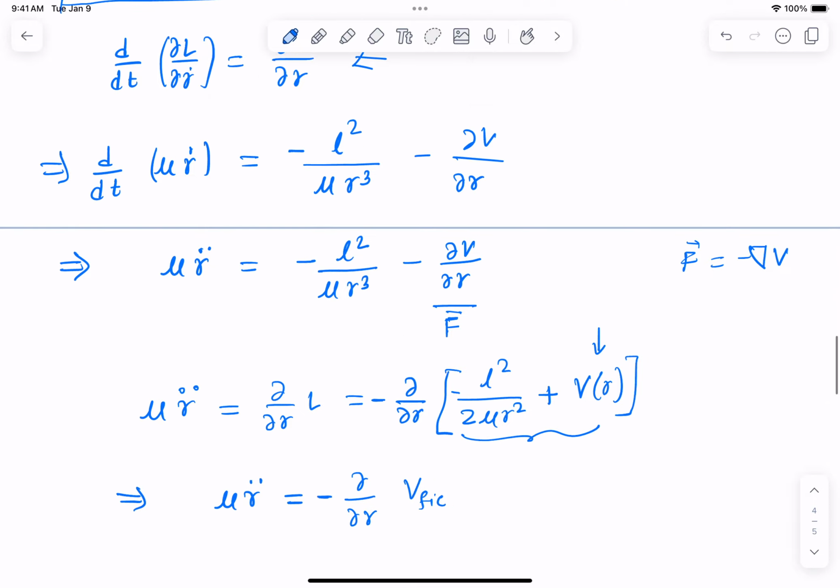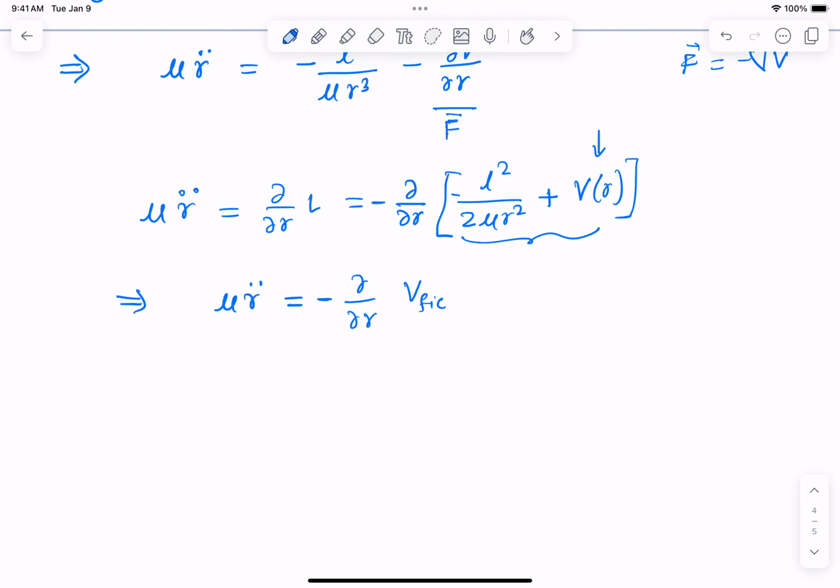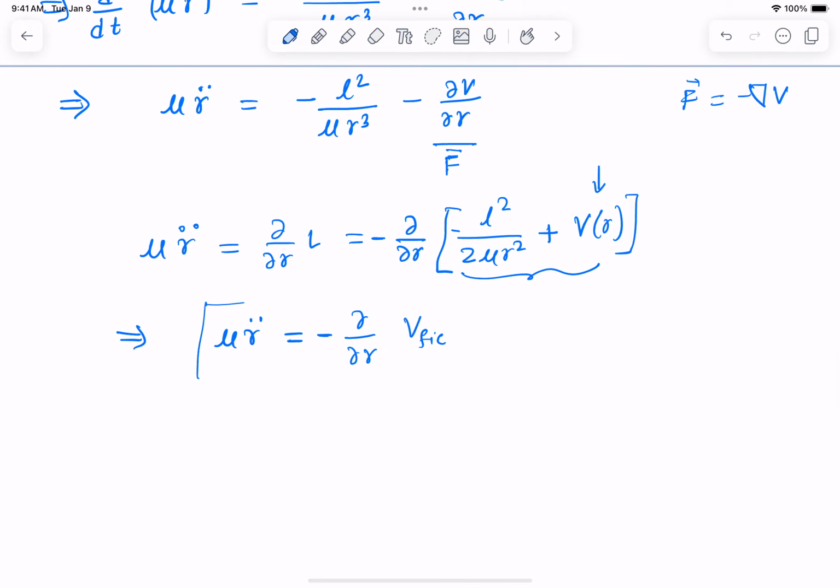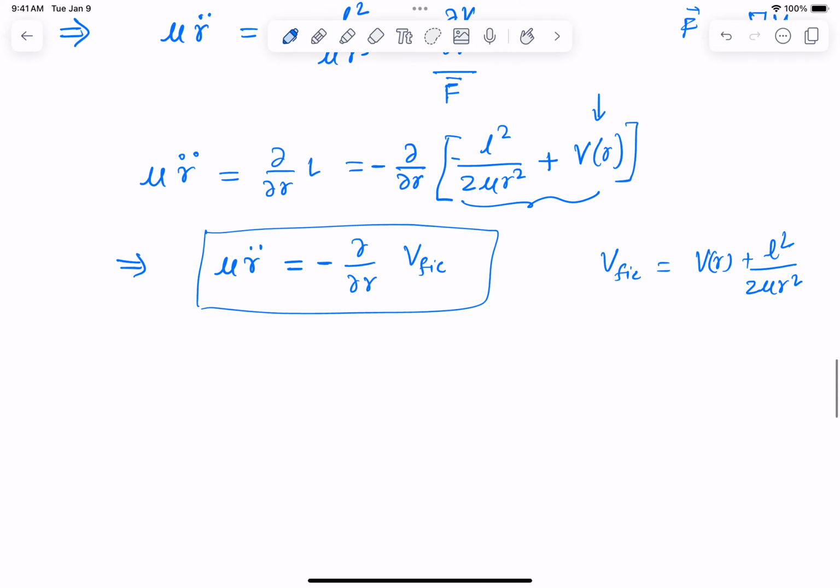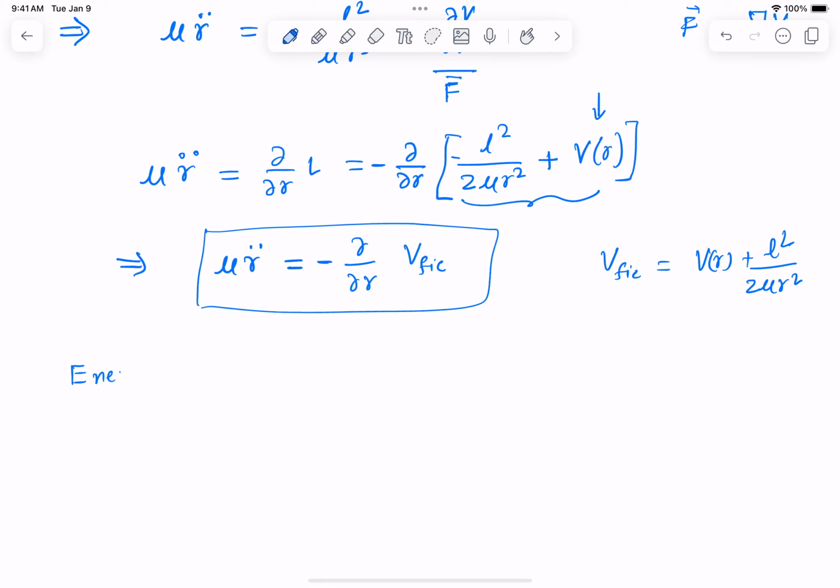Okay, so we keep moving on. This is our equation of motion, where V fictitious is equal to V of r plus L square by 2 mu r square. There's one more thing that we should discuss before we move forward, and that is energy conservation.